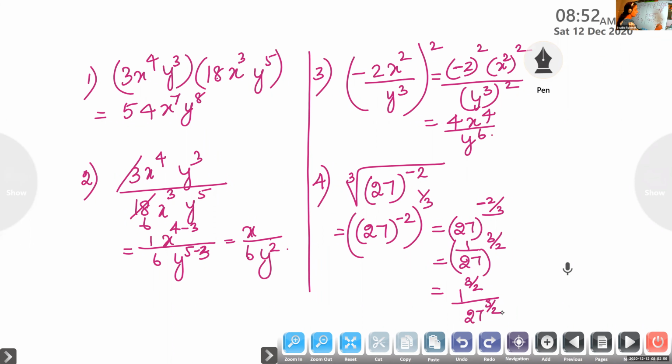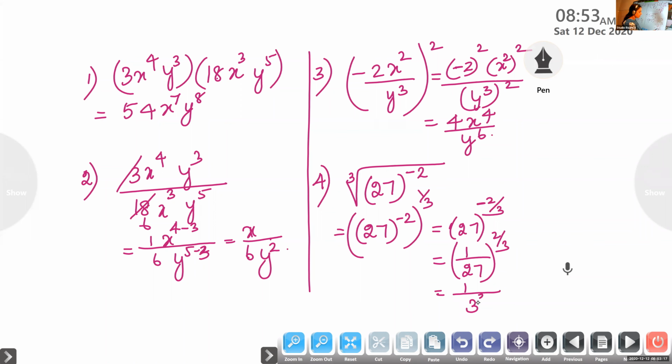Cube root. Children, here it is 2 by 3. I think it is 2 by 3. When I write it, it becomes reversed. Children, listen, note down. Here only you have to reverse. It is 1 by 27. Power, no need to change. Power will be 2 by 3. So that is same as 1 by 27 raised to 2 by 3.